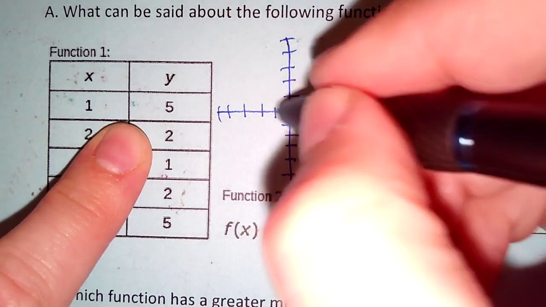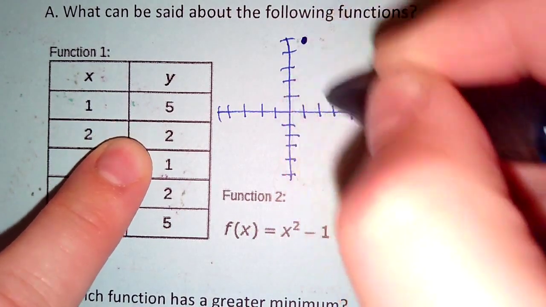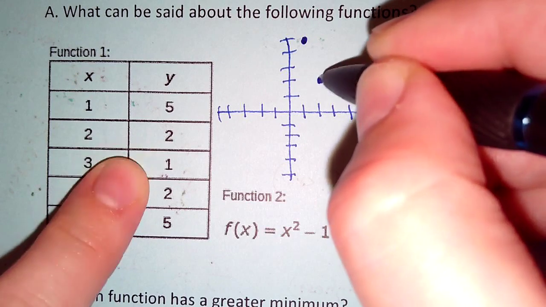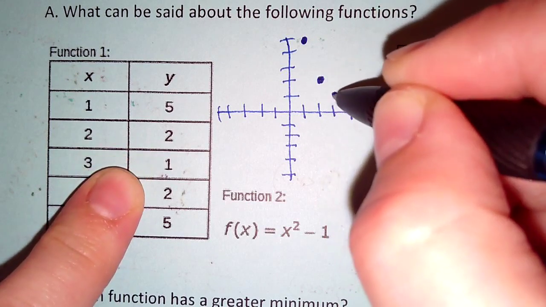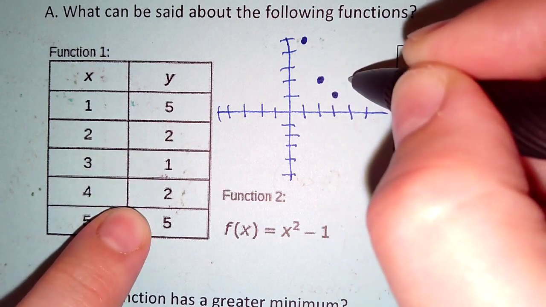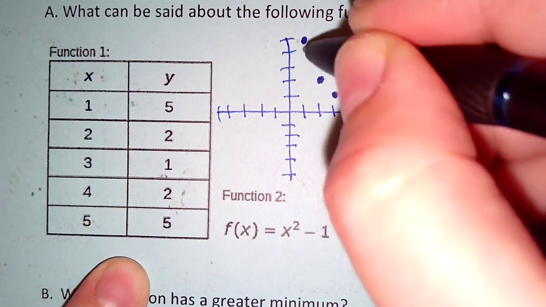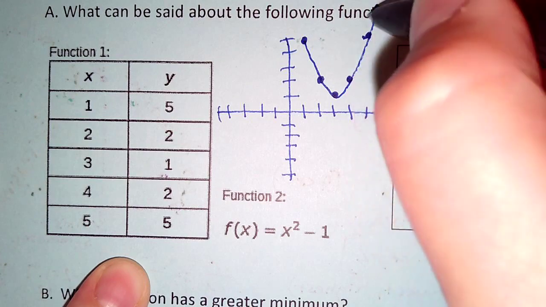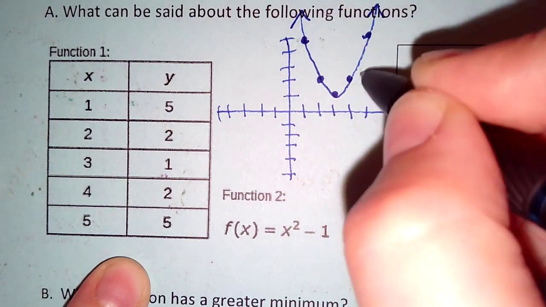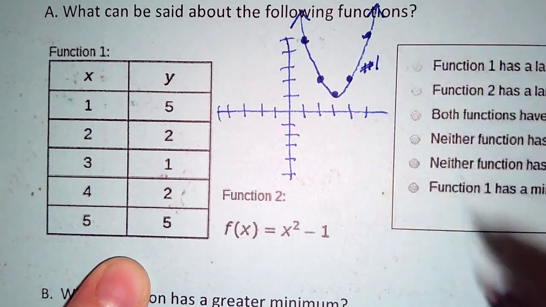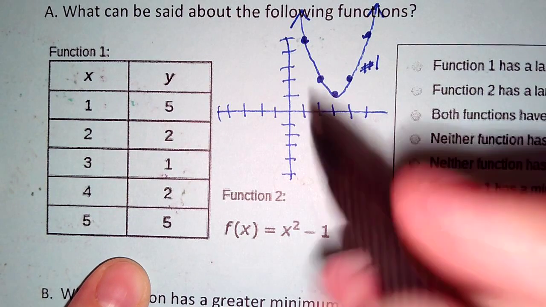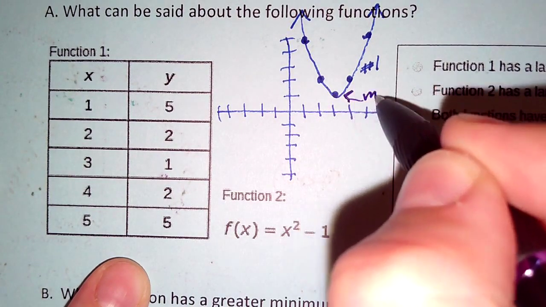So 1, 5 is right 1, up 5. 2, 2: right 2, up 2. 3, 1. 4, 2. 5, 5. So does this have a max or a min? Min, so this is number 1. I'm just going to put number 1 next to it. So it has a minimum right there.